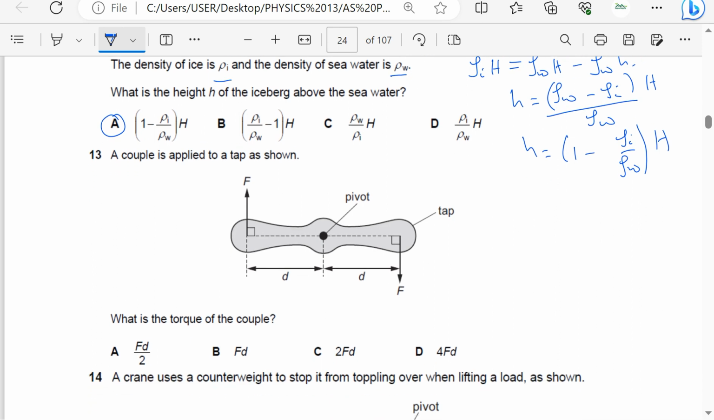Okay, the couple is applied to a tap as shown in the figure here. What is the torque of the couple? Of course, the torque of the couple is the product of one of the forces times the perpendicular distance between the two forces, and that will be D plus D, which is twice D. So this means our answer is going to be F times twice D, or 2FD. So the answer is going to be C.